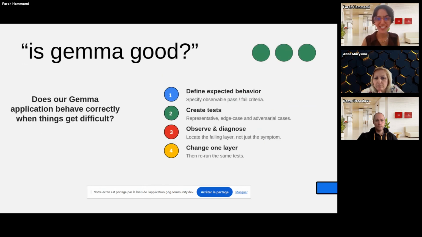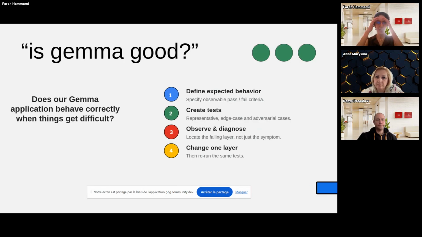So the question right now is not whether Gemma is good or not. This is not the question anymore. This is the question that we tried to answer in the first part, and nobody really tries to answer it, because we all know that the Google models are good enough. But the question always is, when it comes to building a system, does our Gemma application behave correctly when things get difficult or not? So we're talking here about stress testing.